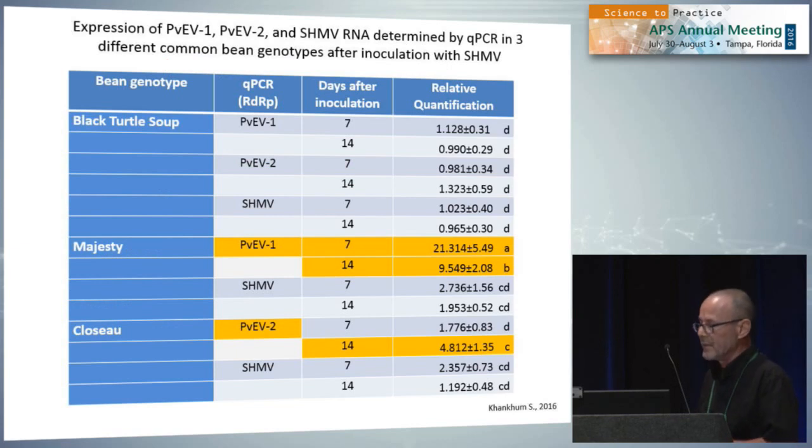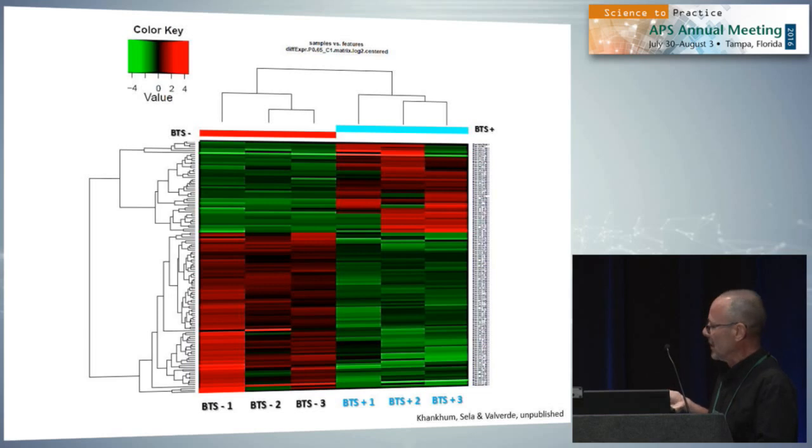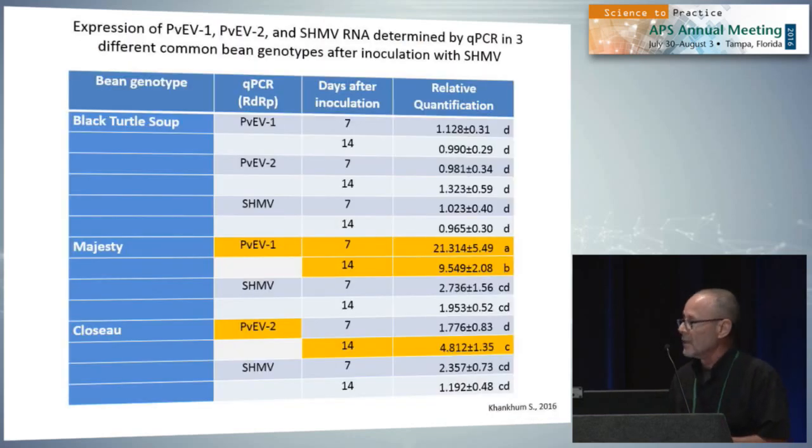However, when we did some qPCR, one thing that you notice is that in mixed infections of the two viruses and Some hemosaic virus, there was just not much effect on the gene expression. But look at the levels in a cultivar, Majesty, which is infected with only one virus, Phaseolus vulgaris endornavirus 1. Notice the levels of RNA of these viruses. Also Closo, a variety infected with one endornavirus only, the levels are high.